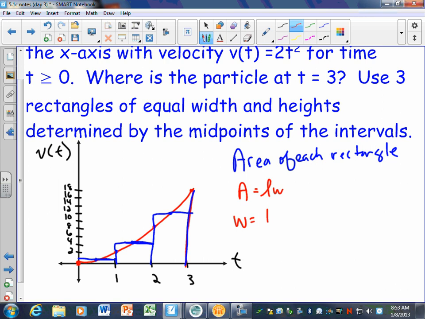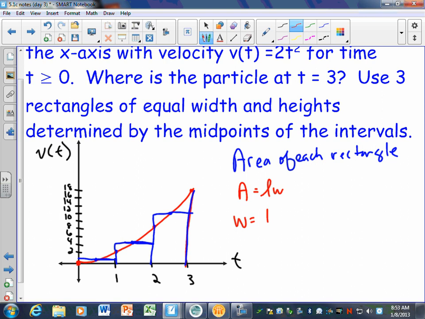What if I had 6 rectangles on this one? What would the width of each one be? A half. Do you agree with that? Because if I had 6 rectangles, then I'd break each one of these up into another one. And so the width isn't going to always be 1. It depends on how many rectangles you have.